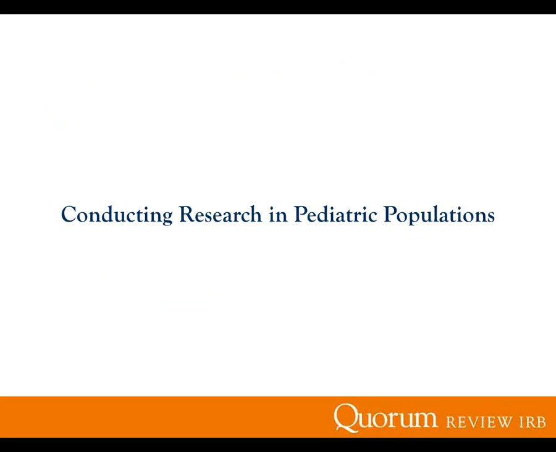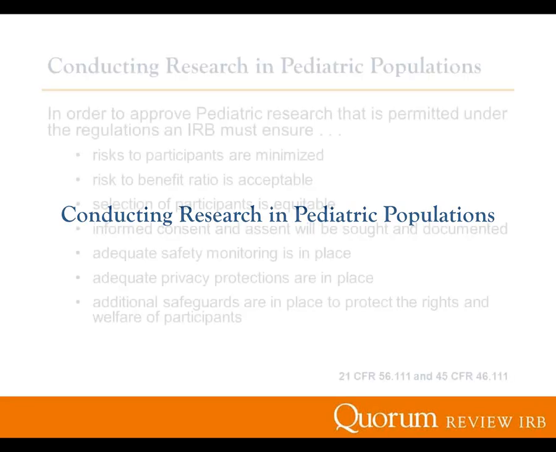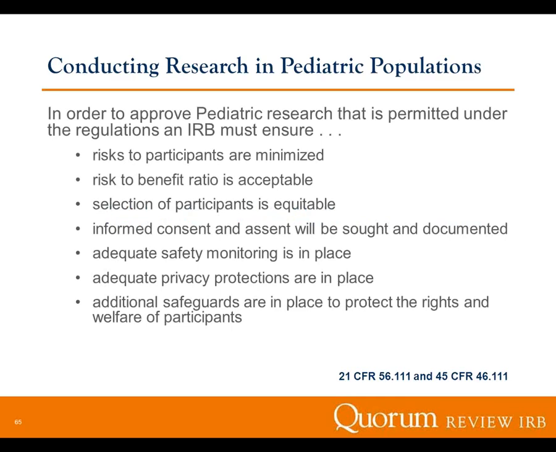Now our final section today, conducting research in pediatric populations. Here's where we actually talked about if you're conducting the research itself, what are some things you should consider? So in order to approve pediatric research that is permitted under the regulations, under one of those 4 categories, an IRB must ensure the following things.